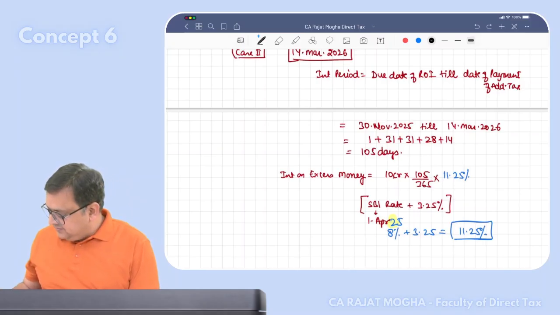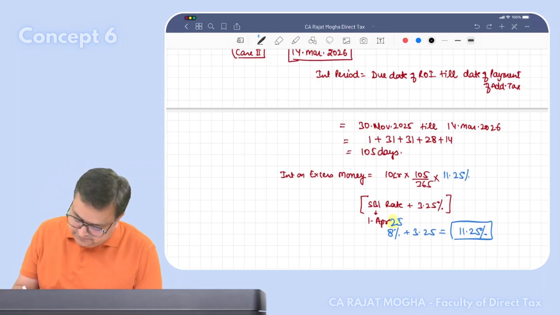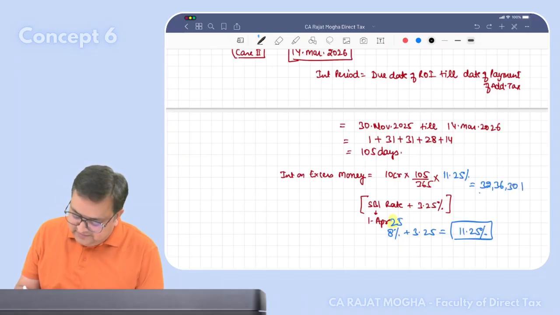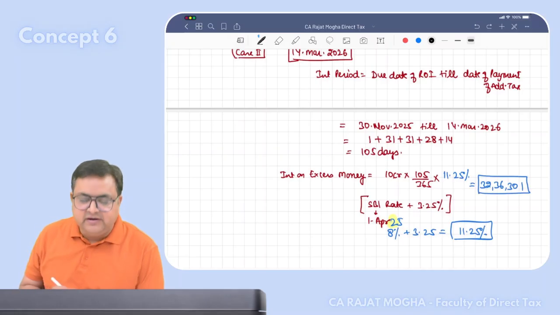So tell me how much it would be. 10 crores into 105 divided by 365. So this is 32 lakh 36,301. I can write. What is this, guys? This is interest, right?